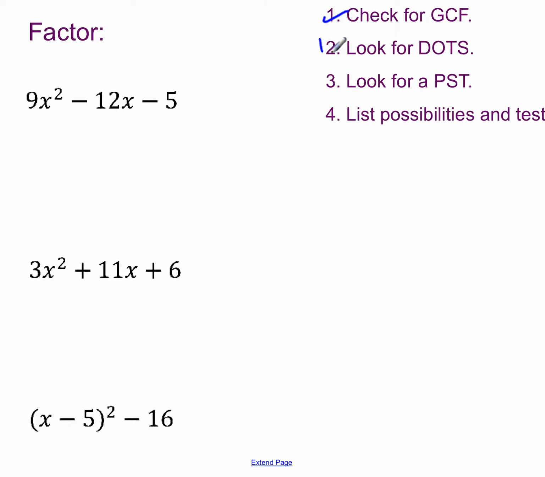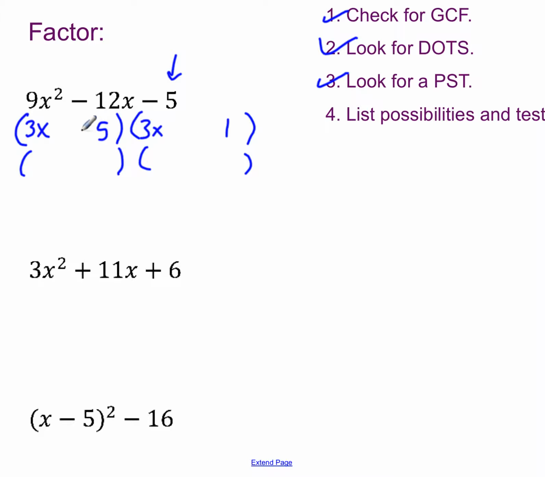Are they difference of squares? No. Look for perfect square trinomial. Well, I already know off the bat it's not a perfect square trinomial because that is not a perfect square. 9x squared is, but 5 is not. So now I need to list the possibilities and test. I'll be honest, that's hard work. It's not the easiest method that you're going to end up doing, but it is what it is. So I'm going to set 3x and 3x here. 5 is only going to have two factors, 5 and 1 or 1 and 5. So that would be one possibility.